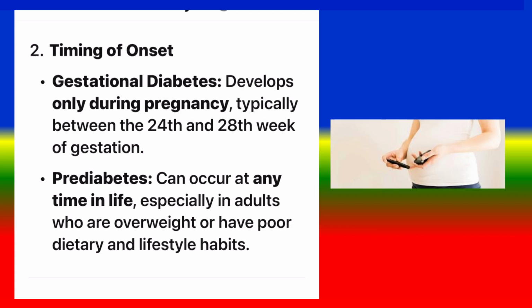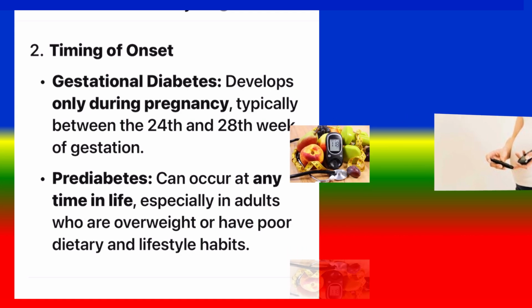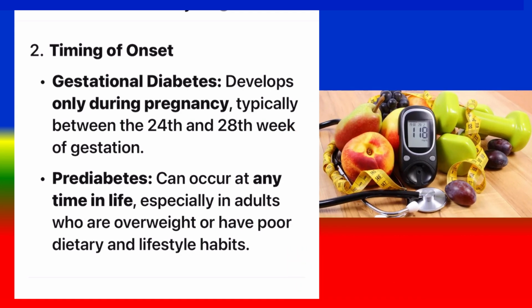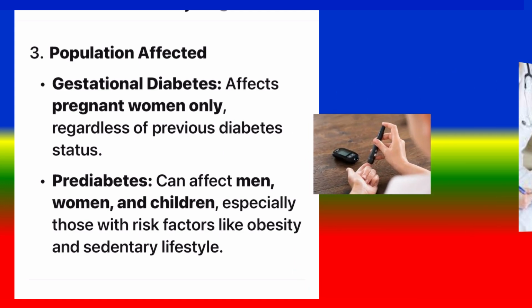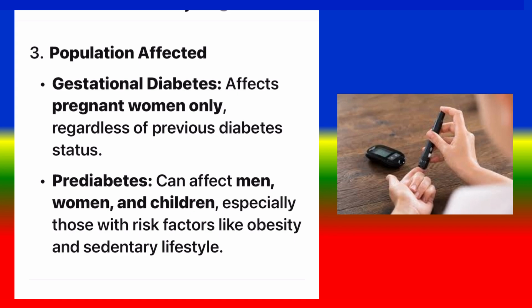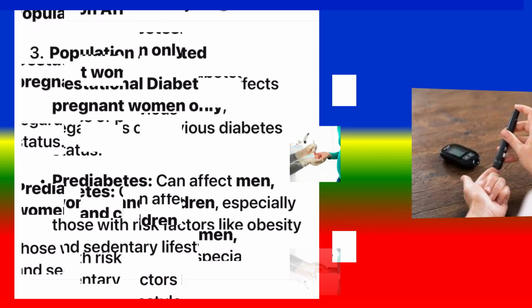2. Timing of onset. Gestational diabetes develops only during pregnancy, typically between the 24th and 28th week of gestation. Prediabetes can occur at any time in life, especially in adults who are overweight or have poor dietary and lifestyle habits. 3. Population affected. Gestational diabetes affects pregnant women only, regardless of previous diabetes status. Prediabetes can affect men, women, and children, especially those with risk factors like obesity and sedentary lifestyle.